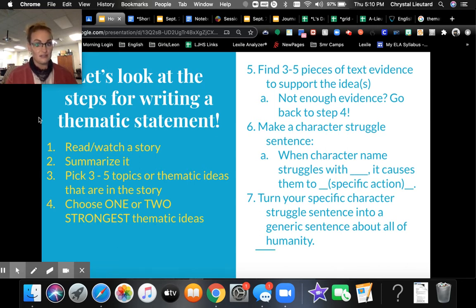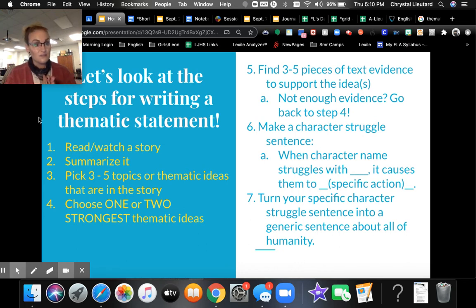character struggle sentence. So the frame I usually give kids is when character name struggles with thematic idea or another thematic idea, it causes them to, and you write the specific action. So sometimes teachers suggest that you locate the friction or the conflict in the story. That can help. That helps you determine what that character is struggling with.